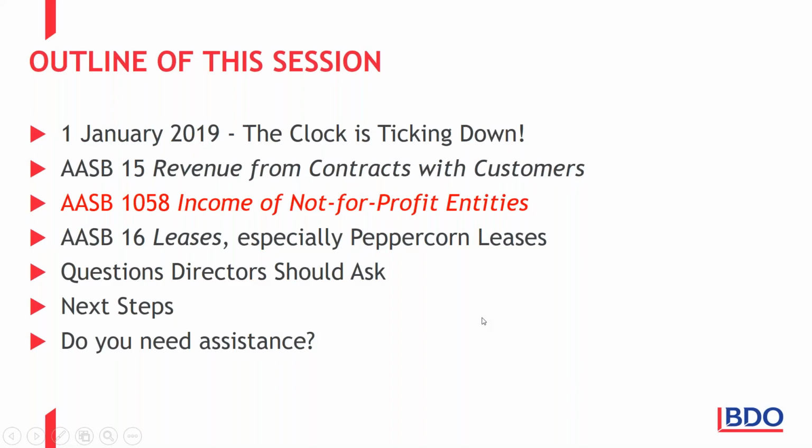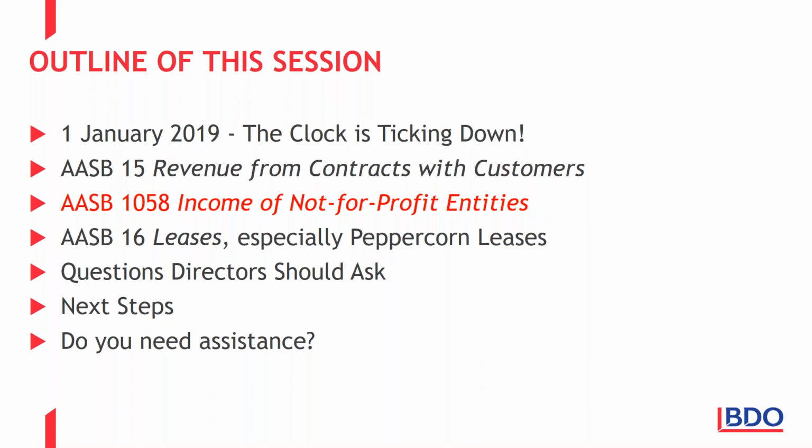So what will we cover today? First of all, we'll look at the importance of 1 January 2019 for our not-for-profit clients. We'll look at AASB 15 and in particular what it would mean for not-for-profit entities. The main focus, however, is AASB 1058, income of not-for-profit entities. Then Kevin will look at AASB 16 leases and specifically peppercorn leases. We'll touch on that very briefly.